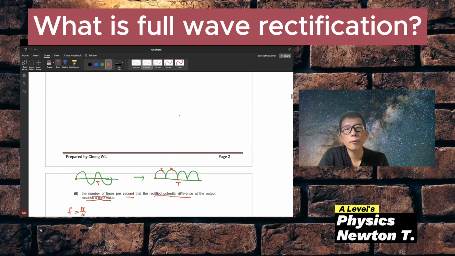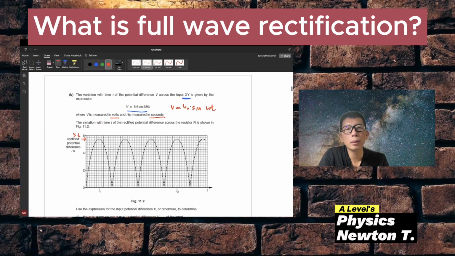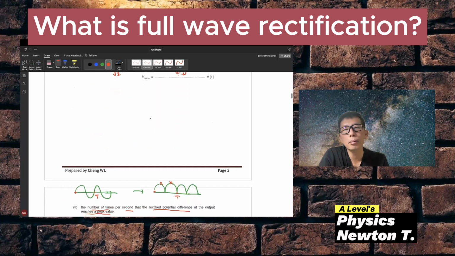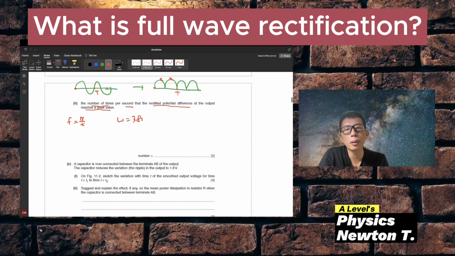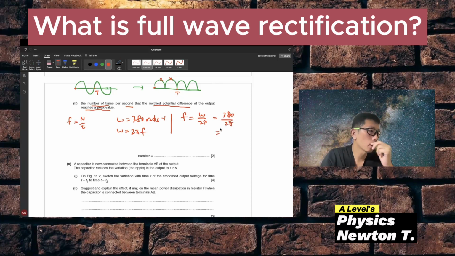How can we find the frequency? Then you have to refer back to the equation. From here we can compare. This omega is 380, so just take a tick. Omega is 380 radians per second. So we have another relationship: this is the number of oscillations per unit time, so omega is also equal to 2 pi f. So we can find the frequency from omega divided by 2 pi. So what is the value when you divide in this way? From the calculator, this is 60.5 hertz.